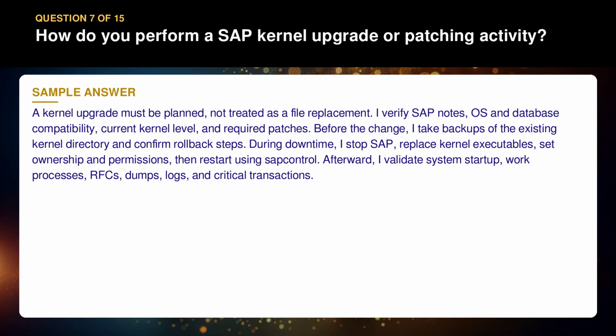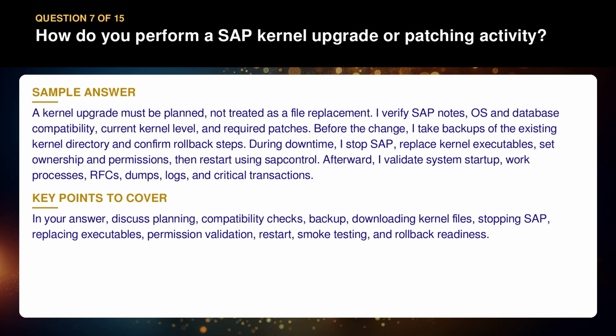A kernel upgrade must be planned, not treated as a file replacement. I verify SAP notes, OS and database compatibility, current kernel level, and required patches. Before the change, I take backups of the existing kernel directory and confirm rollback steps. During downtime, I stop SAP, replace kernel executables, set ownership and permissions, then restart using SAP control. Afterward, I validate system startup, work processes, RFCs, dumps, logs, and critical transactions.